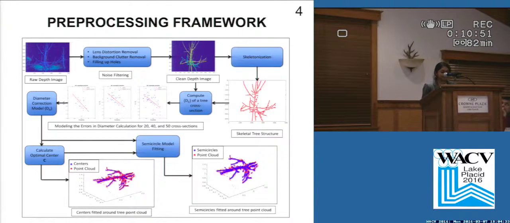Once we have a clean depth image, we try to find the 2D skeleton of the tree, and the 2D skeletonization is done using a Voronoi diagram technique. Once we have the 2D skeletons, basically the 2D vertices and the interconnections between them, we create several cross sections around each skeleton vertex. We compute the optimal diameters and the centers associated with each cross section, and finally fit semicircles to those cross sections. This we do for all the depth images.